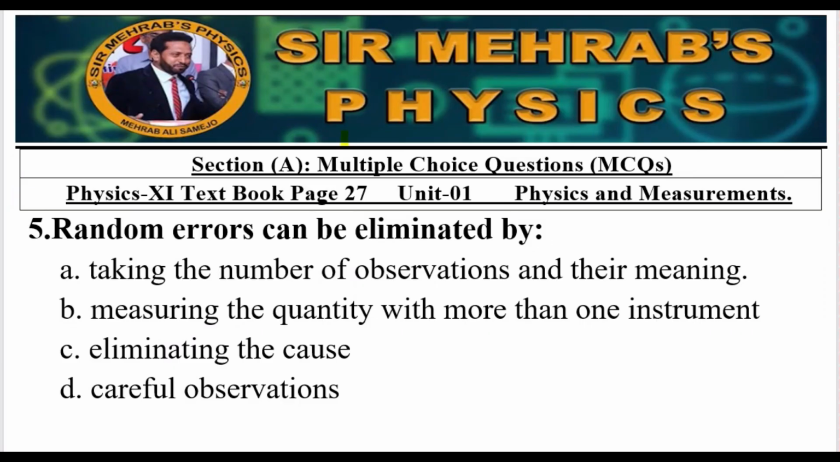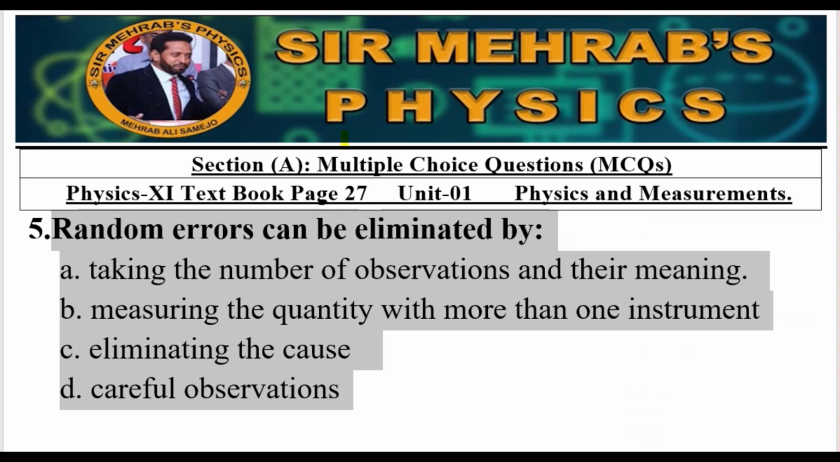In question number 5, the random errors can be eliminated by. So how can we remove the random errors? Options: taking the number of observations and their mean, measuring the quantity with more than one instrument, eliminating the cause, careful observations. Random error can be removed by taking the number of observations and their mean. When you take the average of different readings, then you can remove this random error. So option A is the correct answer.